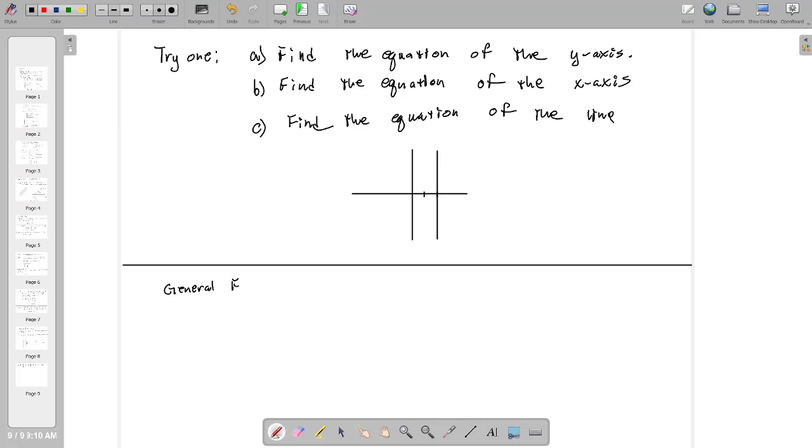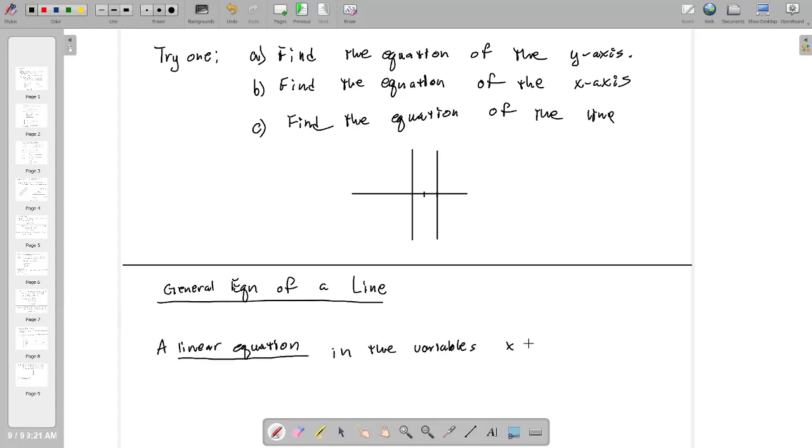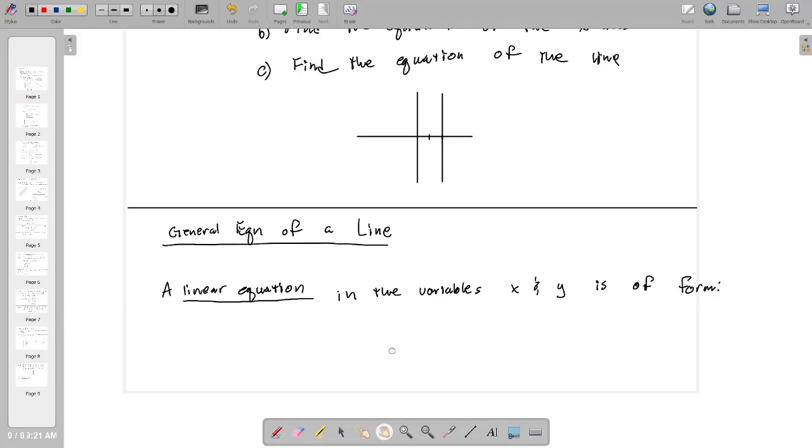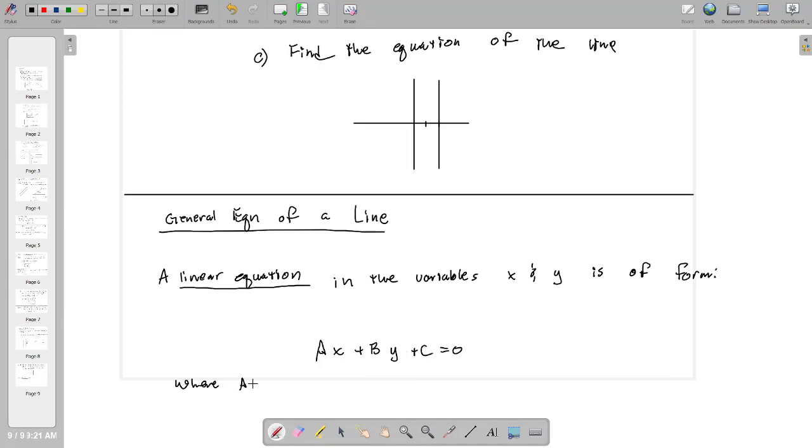Next thing I want to talk about is the general equation of a line, sometimes called the standard form of a line. A linear equation in the variables x and y is of the form ax plus by plus c equals 0, where a, b, and c are constants and a and b are not both 0. This is the equation of every line. You can solve for y, and you would get it in y equals mx plus b form, or you could put it in some other point slope form, but that's unnecessary.